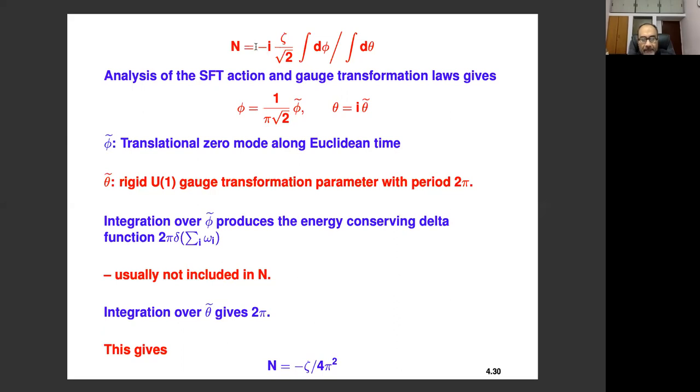That basically finishes this part of the calculation. So you get minus i times zeta over root 2. You get a 1 over i from this change of variable and 1 over 2 pi from the theta tilde integral. So that's basically minus zeta over root 2 times pi root 2, which gives you 2 pi, and another factor of 2 pi from here. So that's minus i zeta over 4 pi squared. What remains is to explain what zeta is and then calculate zeta. Are there questions?